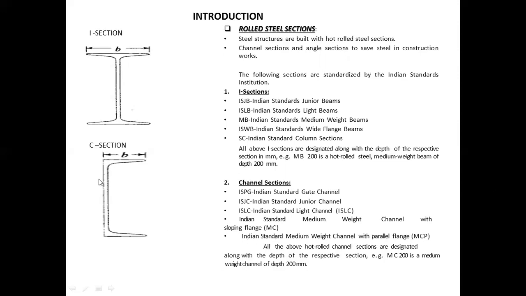So here this is the diagram of channel section, how it looks. Here is the typical diagram. This is the breadth, this is the width. Okay, so this is the designation of a typical channel section. MC 200: MC is the designation of which particular type of channel section is used, and then 200, or any value in front of that short form or designation, is the depth of the channel section. Okay.